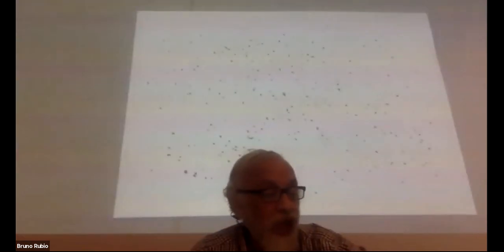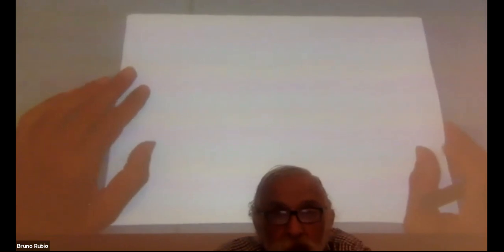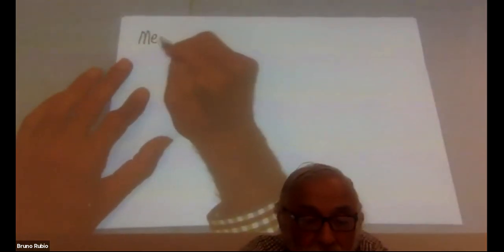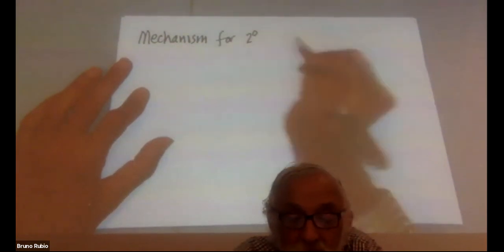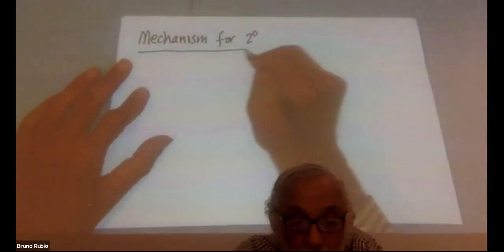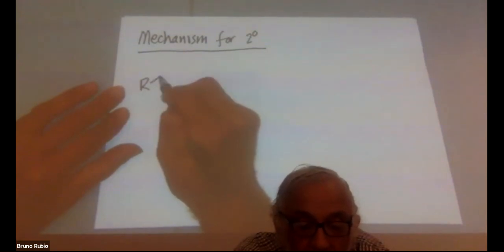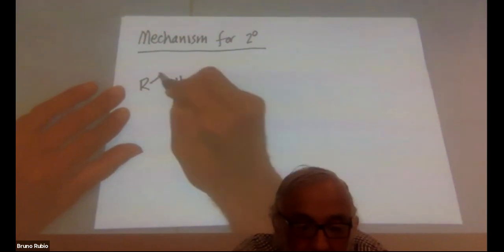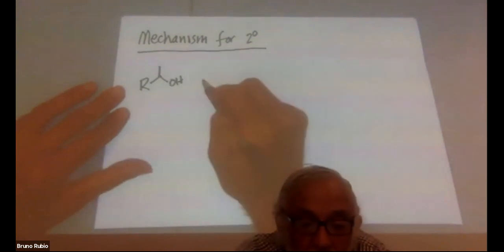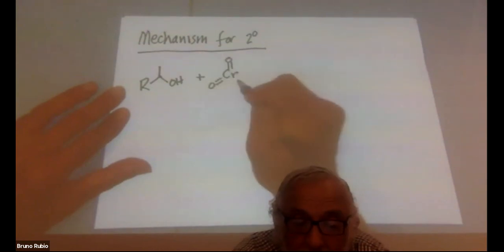That's where we left it last time, talking about the mechanism of the oxidation of the primary alcohol to a carboxylic acid. So let's continue the thread of that thought. Mechanism for secondary alcohols. So this reaction is going to be similar to what we talked about before, but a lot shorter, mercifully. So there's our alcohol, and here is the chromium trioxide.